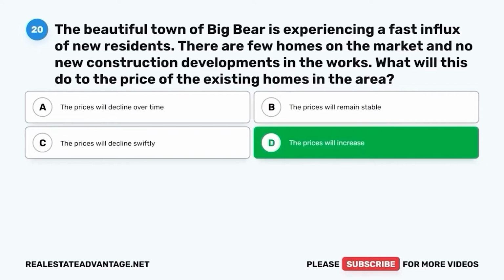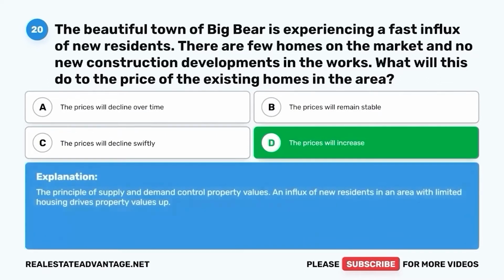The correct answer is D. The prices will increase. The principle of supply and demand controls property values. An influx of new residents in an area with limited housing drives property values up.